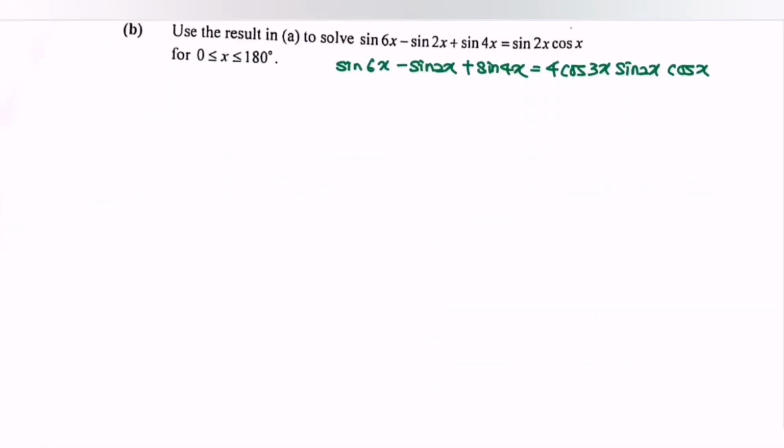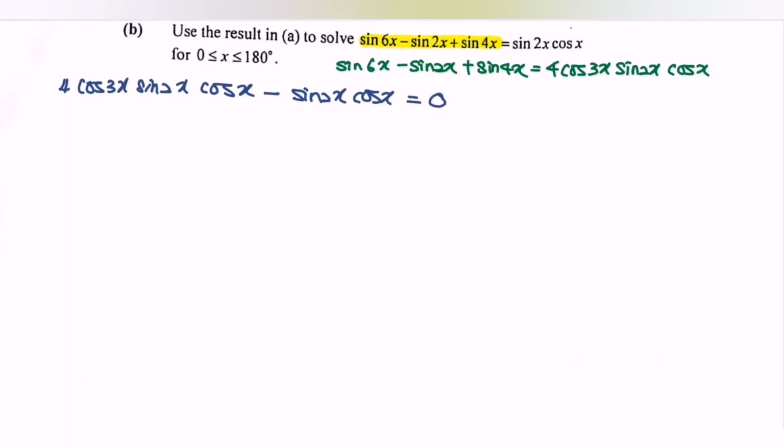For part B, use the result in A to solve the situation given. Kindly refer to the situation, and we notice that here we have the expression in part A. So kindly compare and substitute. Here we have 4 cos 3x sine 2x cos x for the highlighted part, which is equal to sine 2x cos x. So rearrange, and we have sine 2x cos x equals to 0.